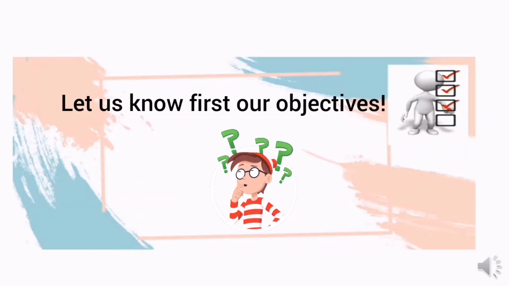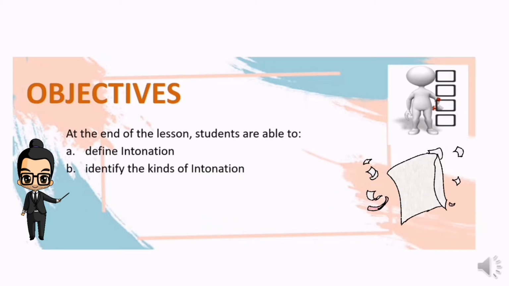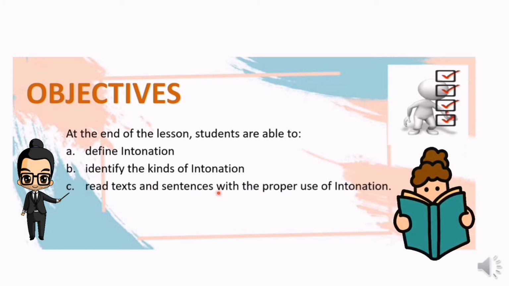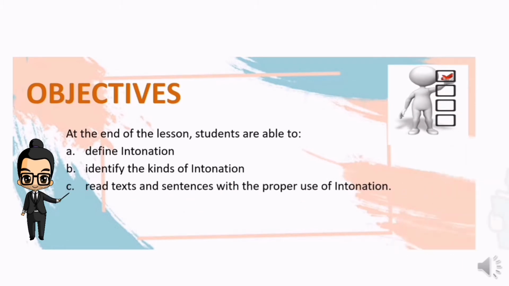Let us know first our objectives. At the end of the lesson, students are able to define intonation. Next, identify the kinds of intonation. And the last one, read text and sentences with the proper use of intonation. Are you all set? Let us start.